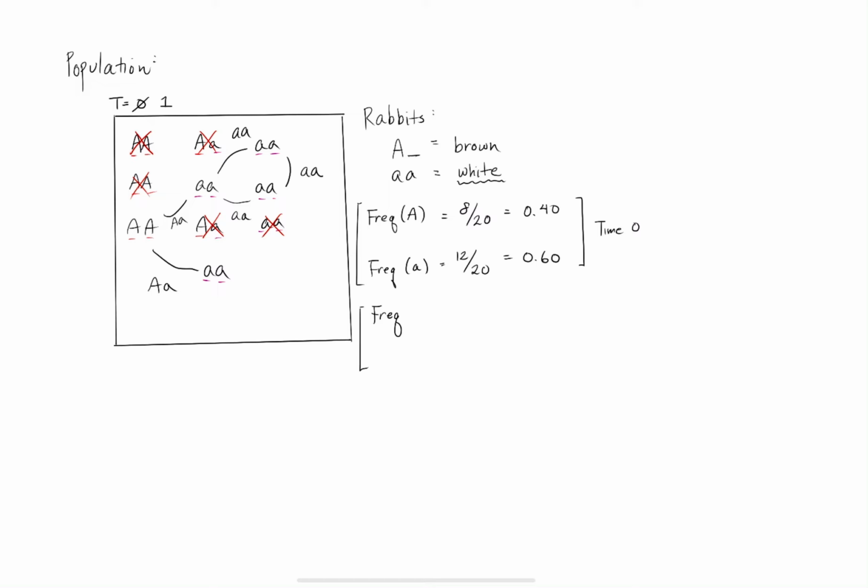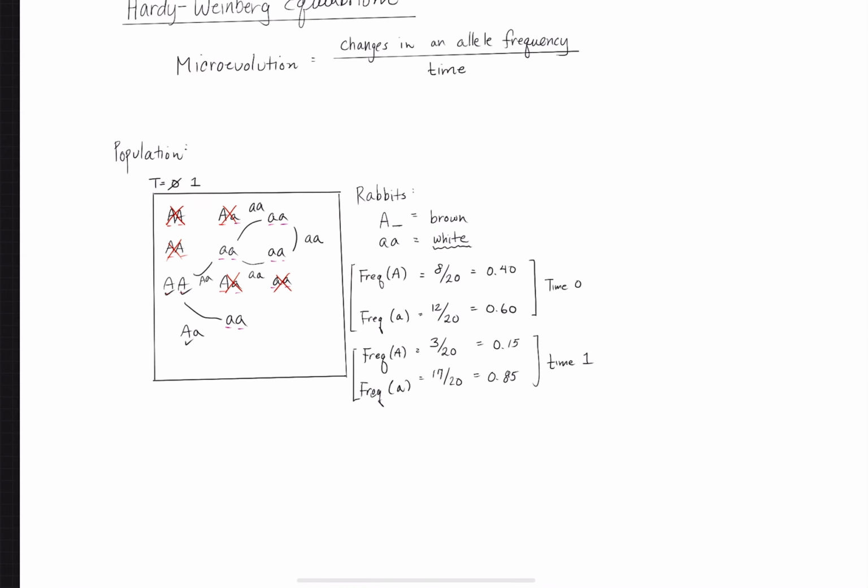So the frequency of the big A allele at this point is going to be 1, 2, 3, and that's it. We have 3 out of 20. And then the frequency of the little a allele is going to be 17 out of 20. So what would that be? That would be something like 0.15 and 0.85 at time 1. And this actually meets our definition of microevolution, because we said that any changes in an allele frequency happening over time is going to be considered microevolution.